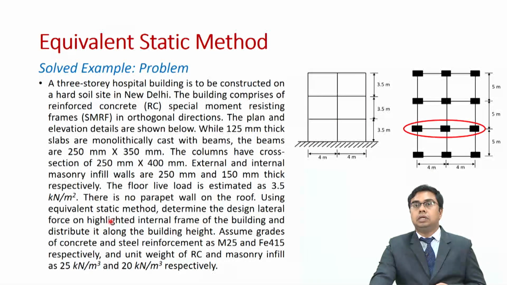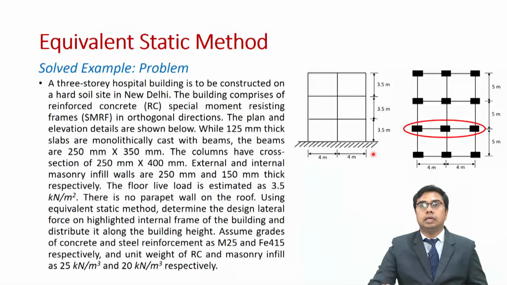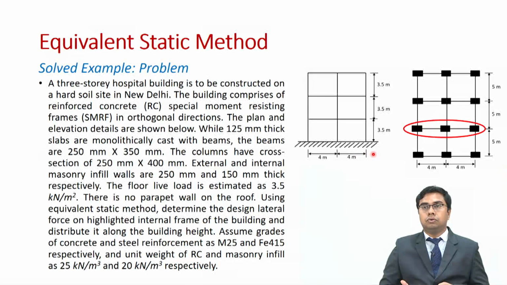Now, we have to use the equivalent static method to determine the design lateral force on the highlighted internal frame. We have to find out the design seismic load only on this very frame, which is an internal frame, and then distribute it along the building height. You can assume the grade of concrete to be M25 and steel to be Fe415 grade respectively. The unit weight of reinforced concrete and masonry infill can be taken as 25 and 20 kilonewton per meter cube respectively. Now, let us get into how to solve this problem.